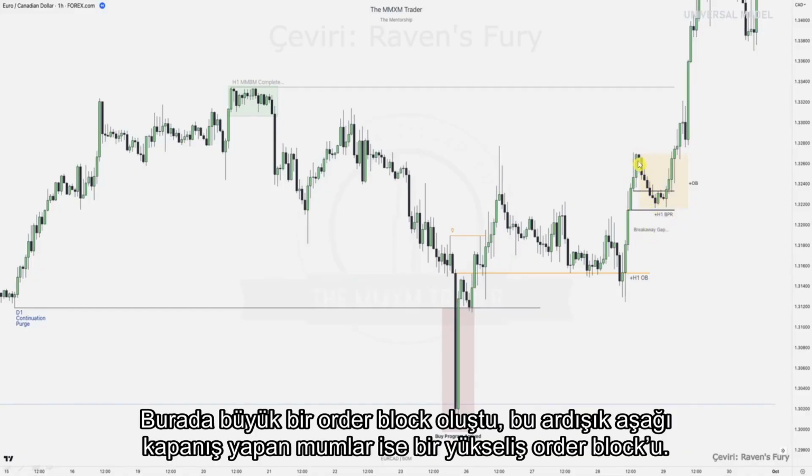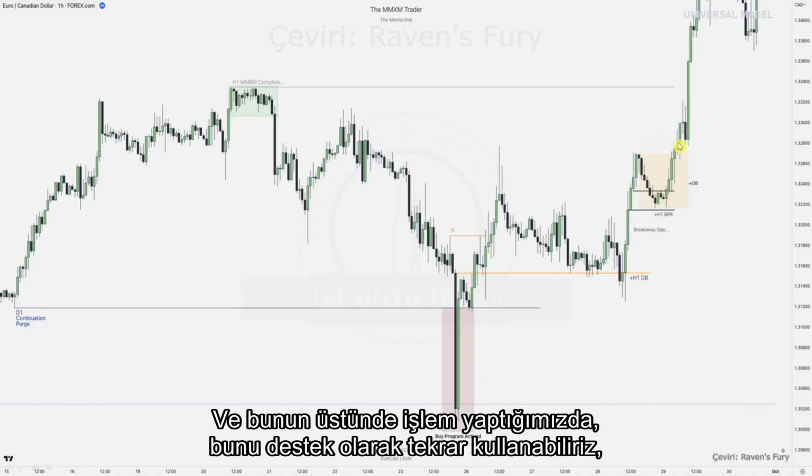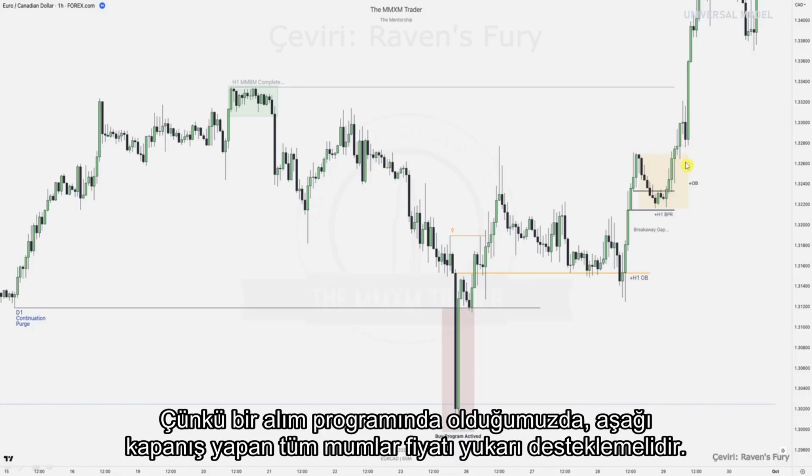A big order block has been formed over here, right? All these consecutive down close candles form a bullish order block, and once we trade above it, we can use this one again as support, right? Because all down close candles should support price up when we are in a buy program.